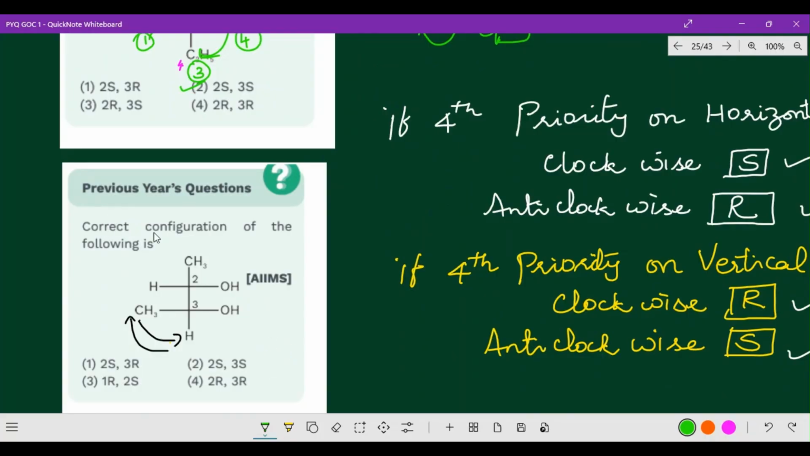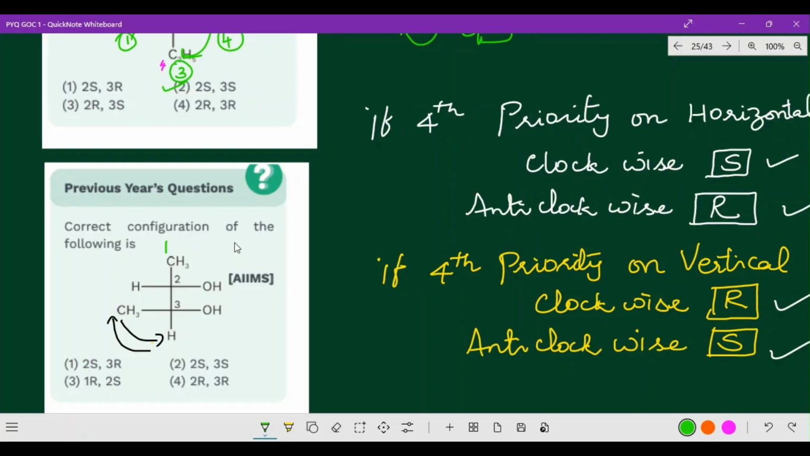Now here, the correct configuration of the following: CH3, CHOH, CH3, CHOH, with hydrogen. In the same way, they have given the numbering 1, 2, 3, 4. So this is 1, 2, 3, and 4, so the fourth priority. Now let us identify here, just following all these rules so that it will be easy for you.